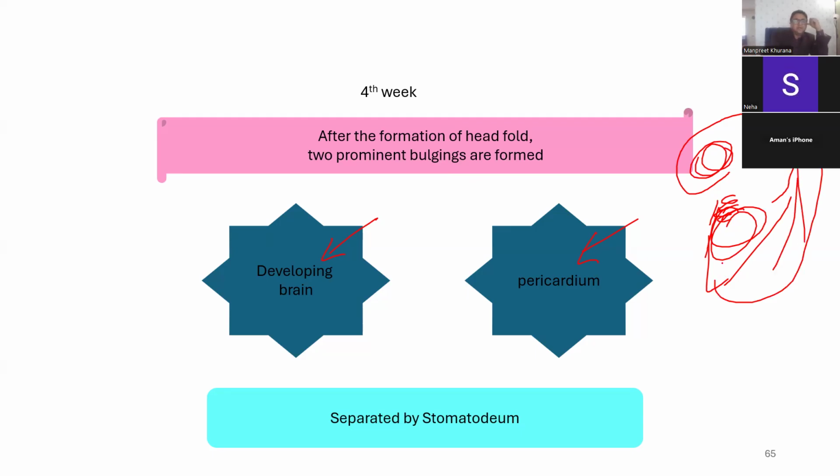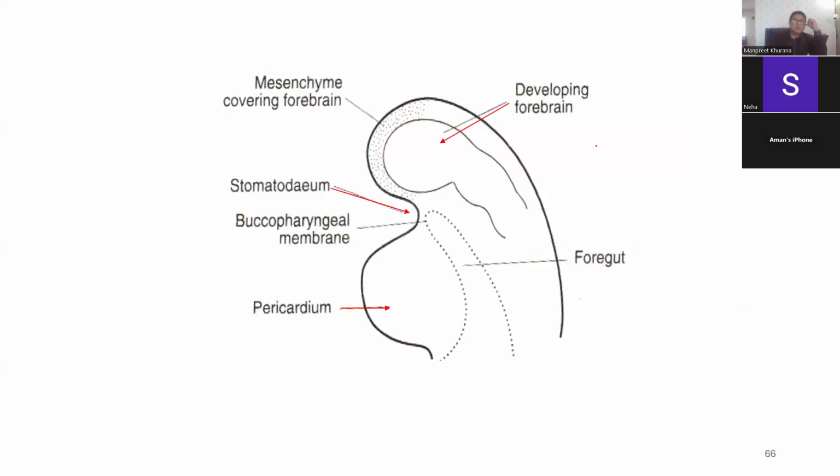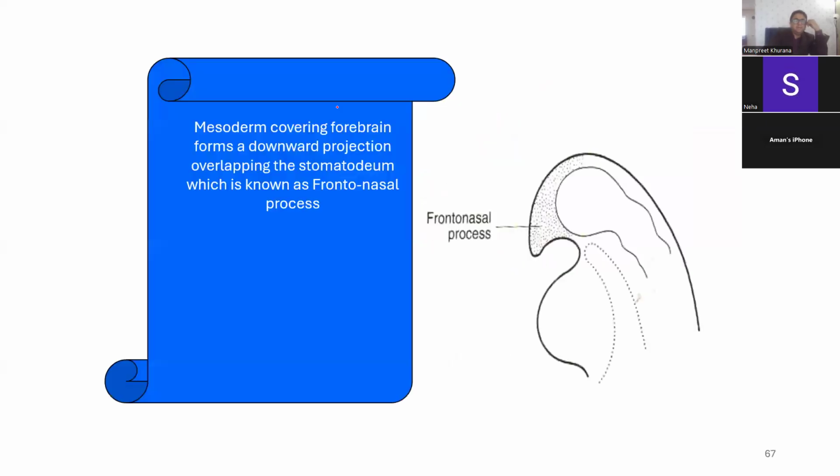Now they are separated by the stomatodeum. If you remember this picture, this is a very good picture. This is the developing forebrain, and this is the developing heart or the pericardium. This is the primitive mouth. This is the buccopharyngeal membrane, which ruptures and forms an opening between the primitive mouth and the foregut. This is the mesenchyme, which is covering the forebrain.